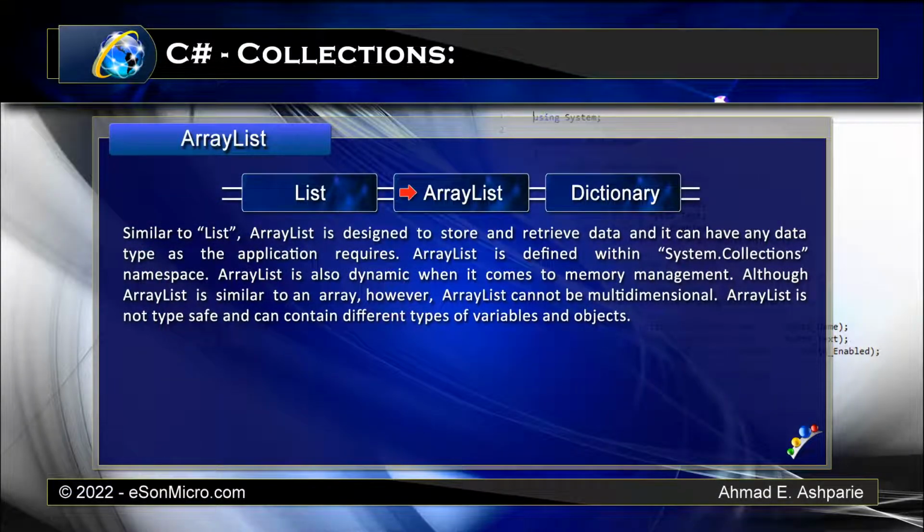ArrayList. Similar to list, ArrayList is designed to store and retrieve data, and it can have any data type as the application requires. ArrayList is defined within the System.Collections namespace. ArrayList is also dynamic when it comes to memory management. Although ArrayList is similar to an array, ArrayList cannot be multidimensional. ArrayList is not type safe and can contain different types of variables and objects.